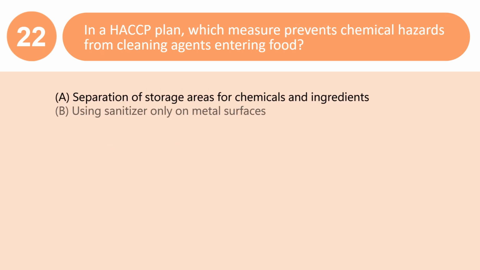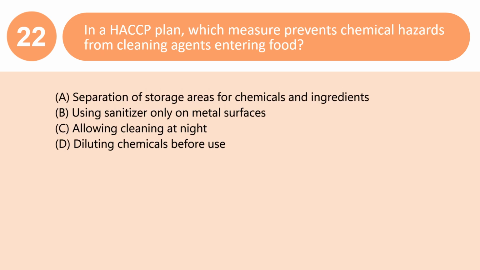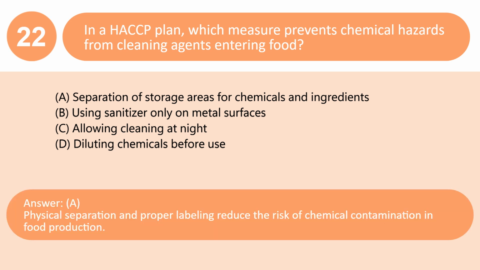In a HACCP plan, which measure prevents chemical hazards from cleaning agents entering food? A. Separation of storage areas for chemicals and ingredients. B. Using sanitizer only on metal surfaces. C. Allowing cleaning at night. D. Diluting chemicals before use. Answer: A. Physical separation and proper labeling reduce the risk of chemical contamination in food production.